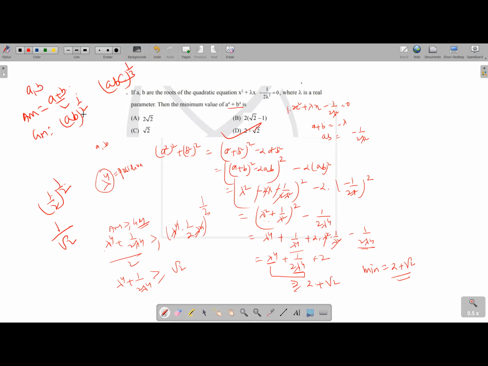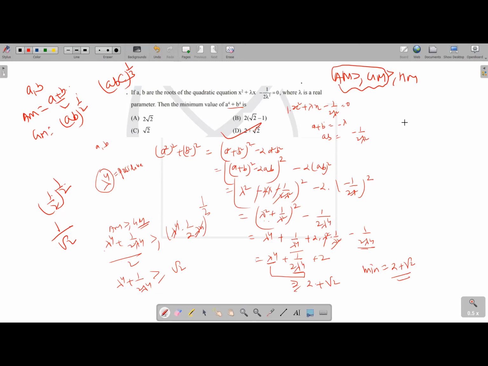I'll teach you in sequence series as well. As part of the basic math, I taught it to Archit when I started the batch. Oh, okay. So as of now, just remember this concept. AM is always greater than or equal to GM, greater than or equal to HM, harmonic mean. So you will use this thing only.